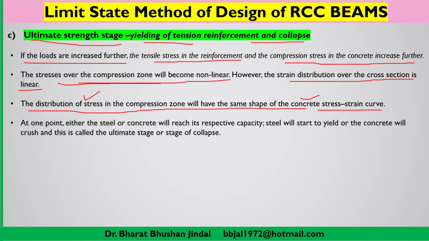Now the important point is that at one point, either the steel or concrete, or both, will reach their respective capacity. Then steel will start to yield, or concrete will crush. So either steel will yield or concrete will crush, or possibly steel will yield and concrete will crush simultaneously. When this happens, this is called the ultimate stage or stage of collapse.